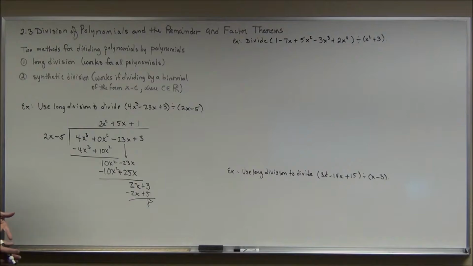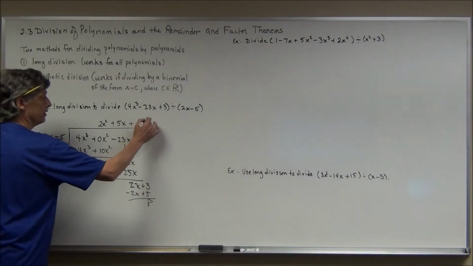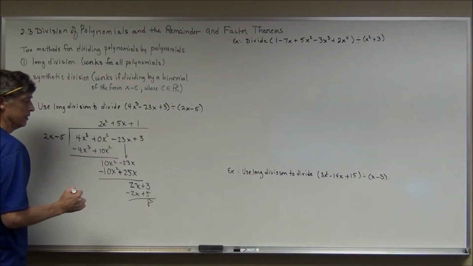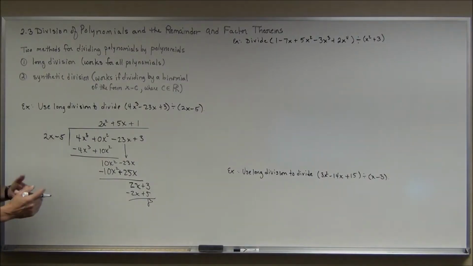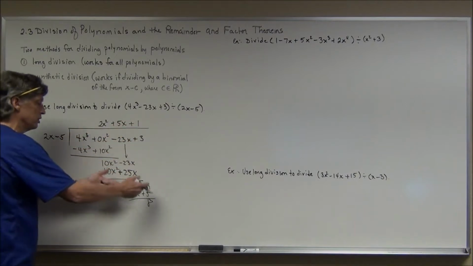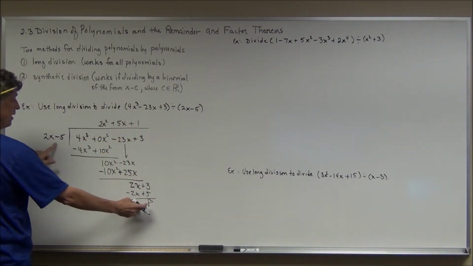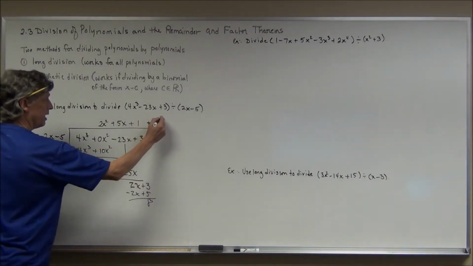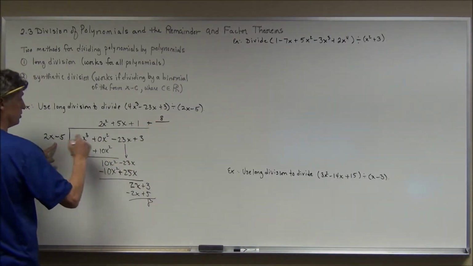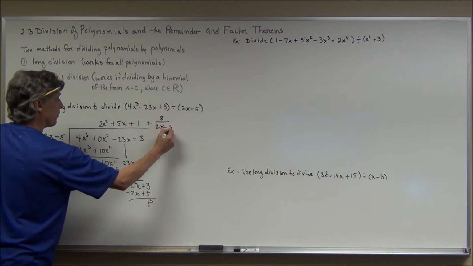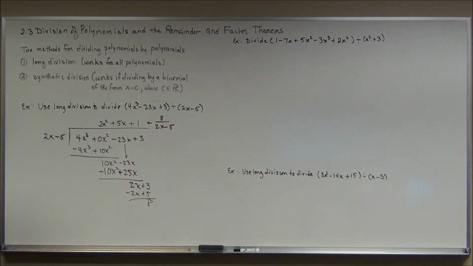Now there are some algebra books that actually have you put a comma, and then a capital R, and then an 8 as the remainder. And I understand what that means. It's not necessarily the best way to write it out. This is my quotient, this is my remainder. I write my remainder with the quotient, it's a positive 8, by putting plus, and then I put the remainder all over the divisor, 2x minus 5.